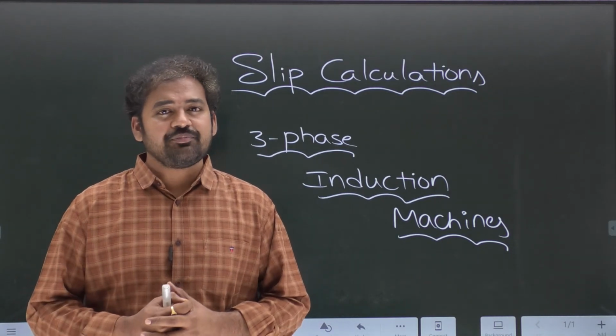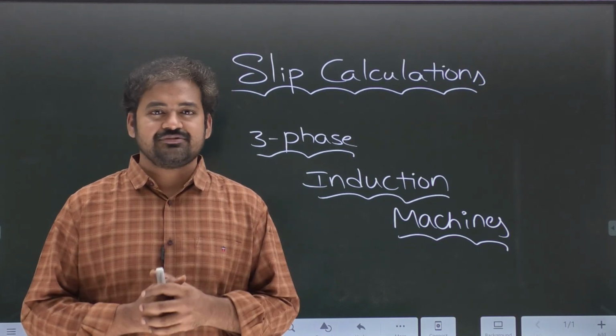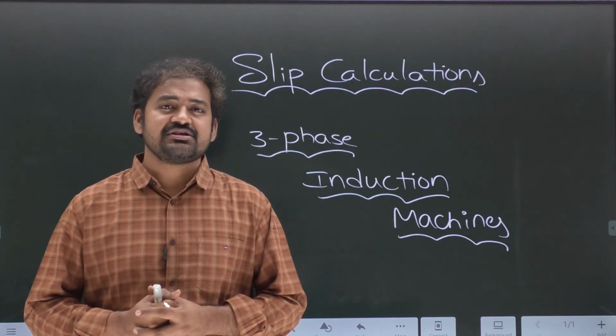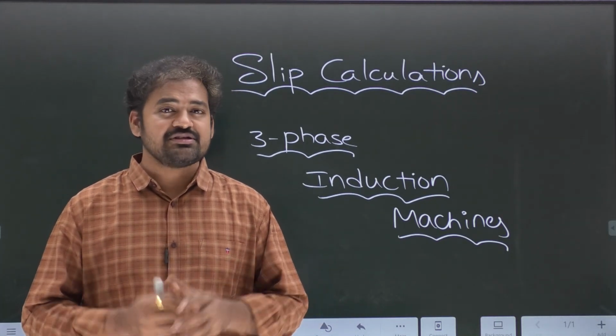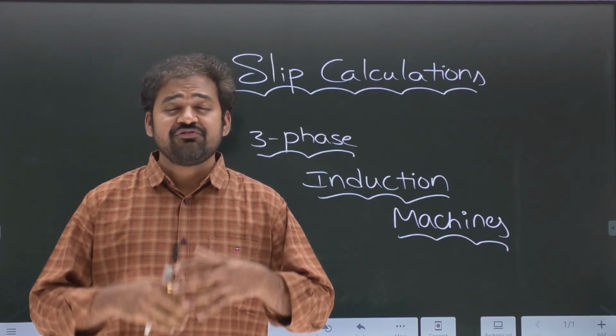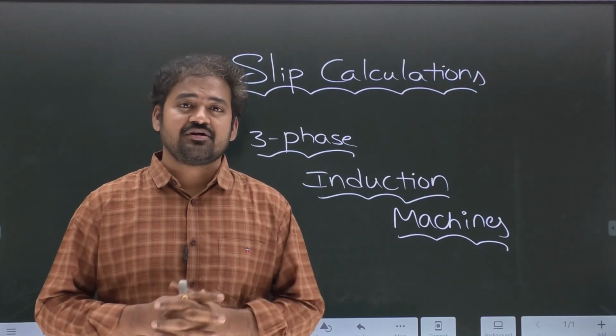But students who are preparing for competitive exams need to be very careful about calculation of slip. Why? Because the same formula S is equal to (Ns minus Nr) by Ns may not give you the desired result in the examination questions. Why so? Why may the formula be different? Slip formula cannot always be (Ns minus Nr) by Ns.